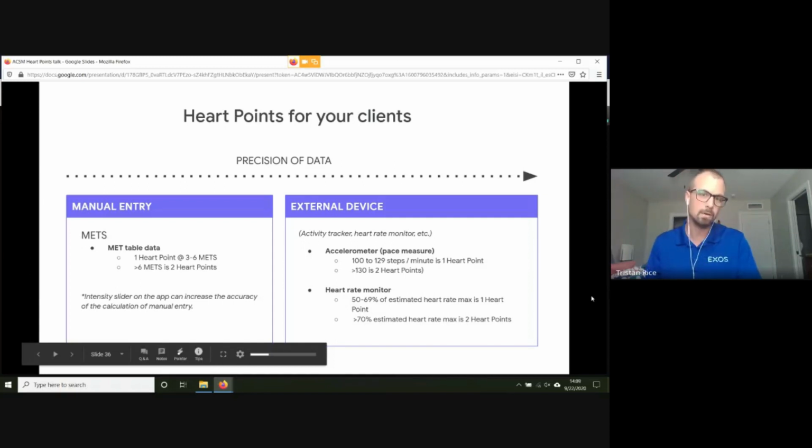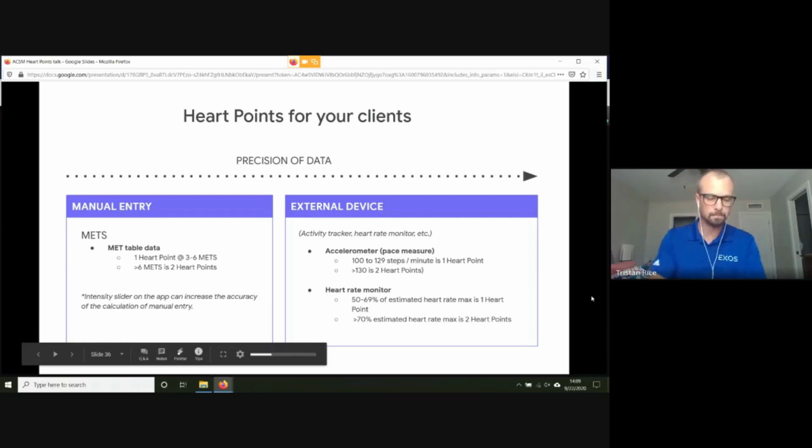And as you move from a manual entry to an external device, the accuracy of the data that you're going to be able to offer is going to increase. And if it doesn't cost anything in terms of effort, or if the cost is minimal in terms of effort, then really it improves the experience overall because it more accurately tracks the work that your clients are doing.